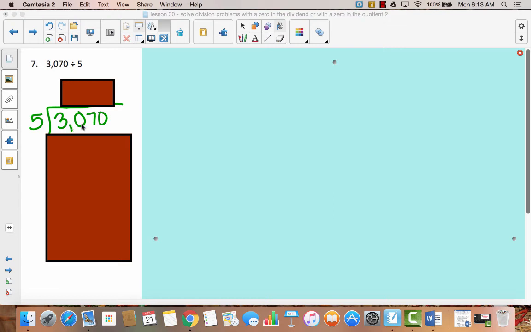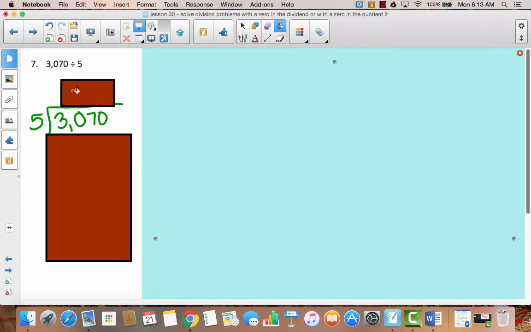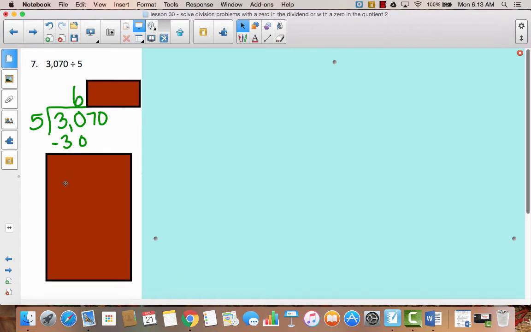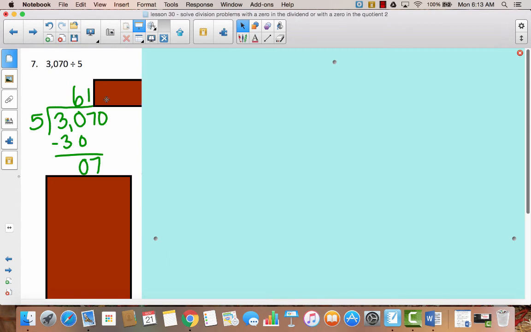30 hundreds divided by 5 would be 6. So notice I put the 6 in the hundreds place and not the thousands because I'm talking about hundreds. 5 times 6 would be 30, which would leave me with 0 hundreds. And I took my 0 hundreds and added those to 7 tens. 7 tens divided by 5 would be 1. 1 times 5 is 5, and that gives me a leftover of 2.